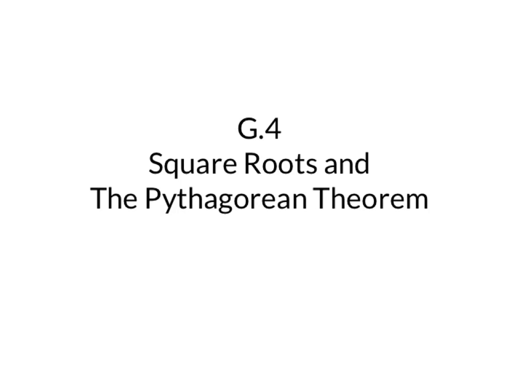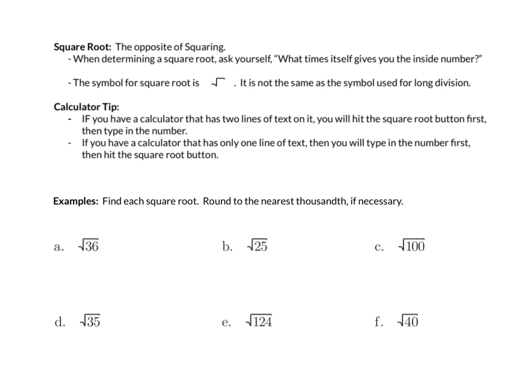Okay, so we have a few things left that we're going to talk about in terms of geometry. The next one we're going to look at is something called the Pythagorean Theorem. We're going to need square roots in order to be able to do this. So before we get to Pythagorean Theorem, let's talk about square roots. Square roots, this is the opposite of squaring a number. When determining a square root, ask yourself what times itself gives you the inside number.